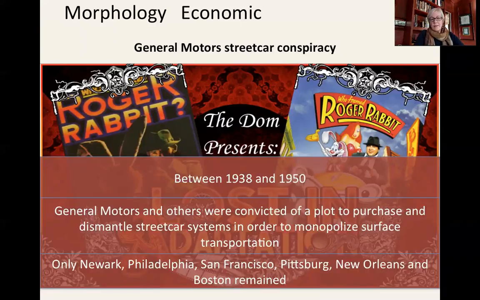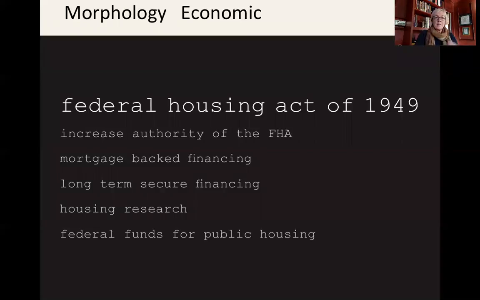Only Newark, Philadelphia, San Francisco, Pittsburgh, New Orleans, and Boston have been able to maintain their streetcar systems. It's another reason why I like using Philadelphia as our precedent later on, is because it did manage to keep those mass transportation systems. Pretty interesting phenomena.